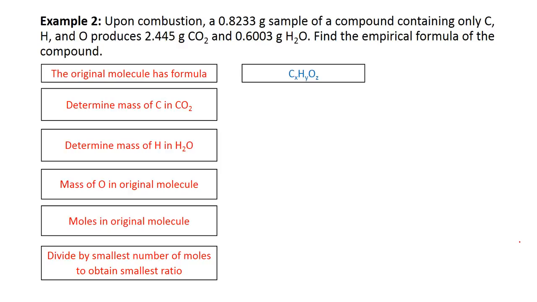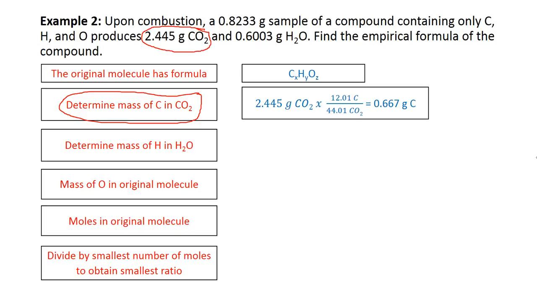The second part is to determine the amount of carbon in the carbon dioxide. So we use the same formula as in the previous problem and the same conversion factor. What we are going to do is just multiply this mass of carbon dioxide by the conversion factor to give us the mass of carbon. After multiplying, we see that in this compound we had 0.667 grams of carbon.